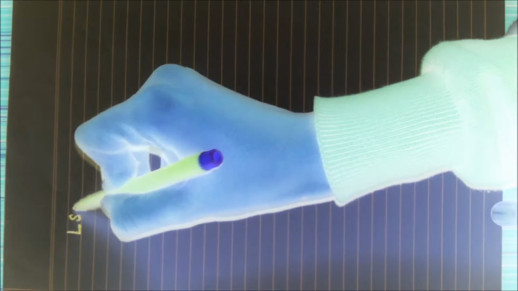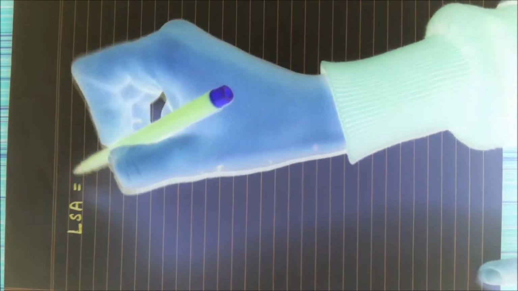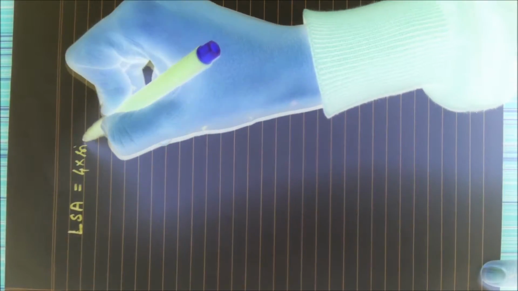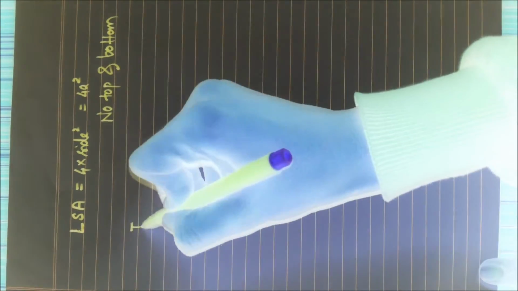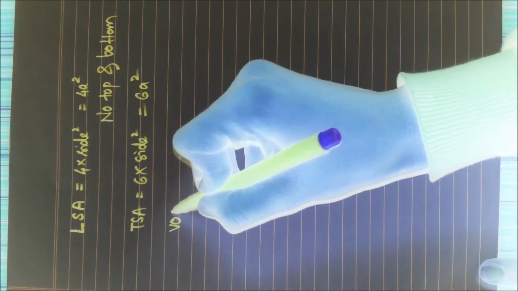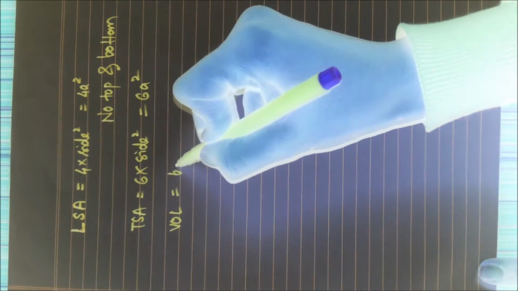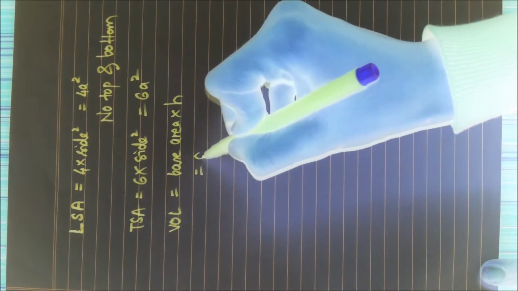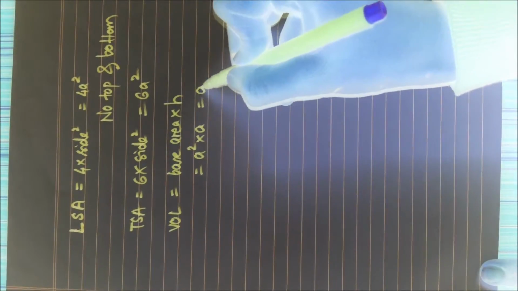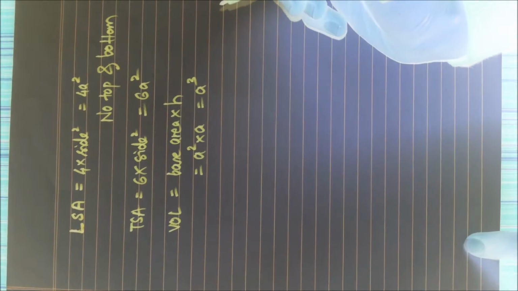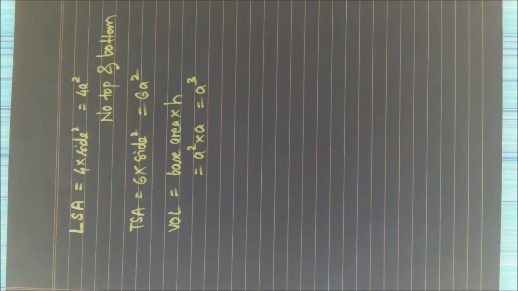Let's go back to whatever we have done till now. The lateral surface area of cube is 4 into side square because there are only 4 sides, no top and bottom. The total surface area of cube is 6 into side square because there are total 6 sides. And each side is a square and the area of square is side square. Volume of cube is base area into height. The base area is side into side, that is A square, and the height is also A. Therefore the volume comes out to be A cube.